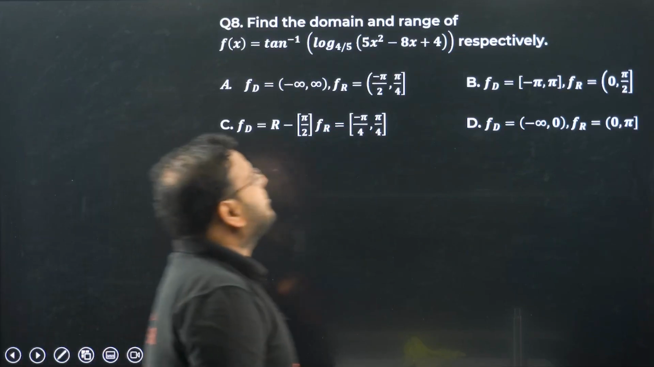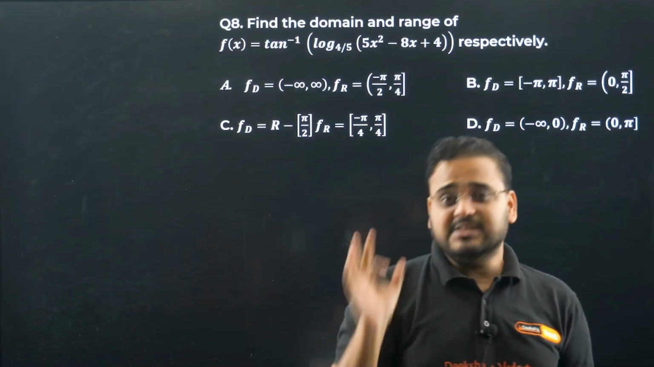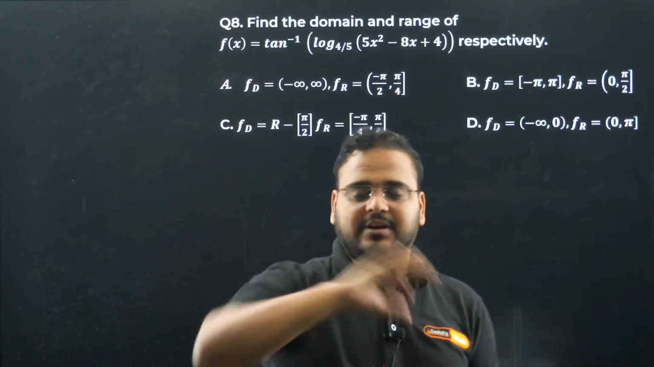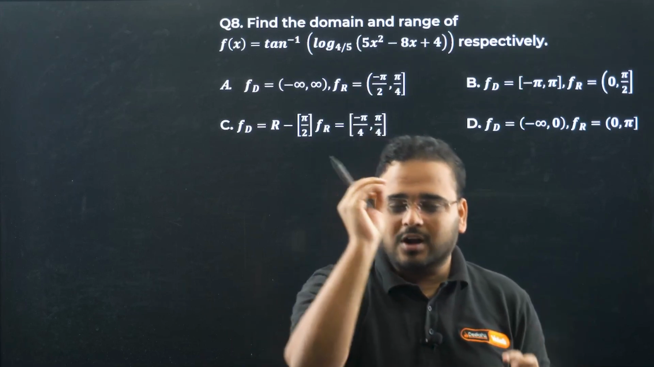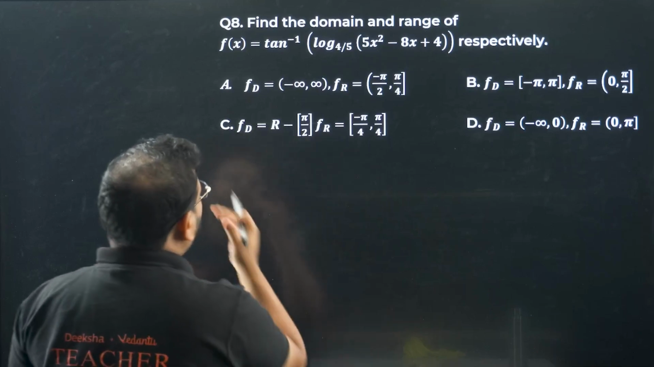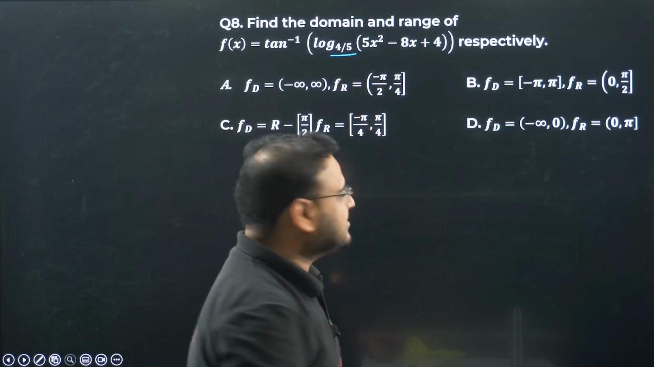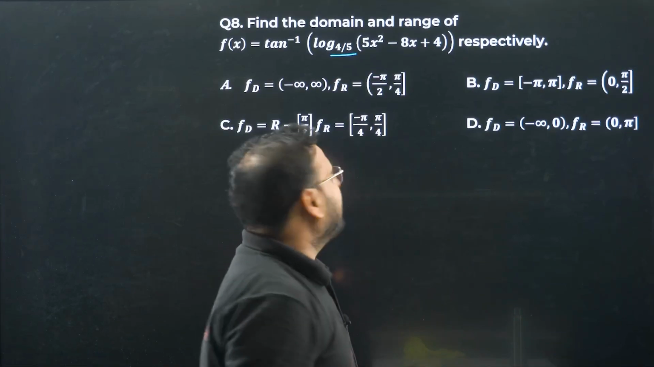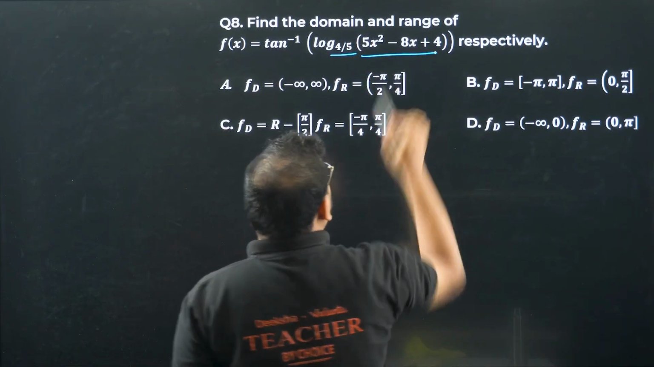Find the domain and range. It's a very complicated question. Looks difficult, will not solve it? Very easy, I'll show you. Just give complete attention. Put your pen on the paper and don't write anything. Just all attention on the screen for the next 2 minutes. That's all. So we have tan inverse of log. The base is given as 4 by 5, which is less than 1. It doesn't play a role over here, but all right. 5x square minus 8x plus 4 is where our whole energy should go.